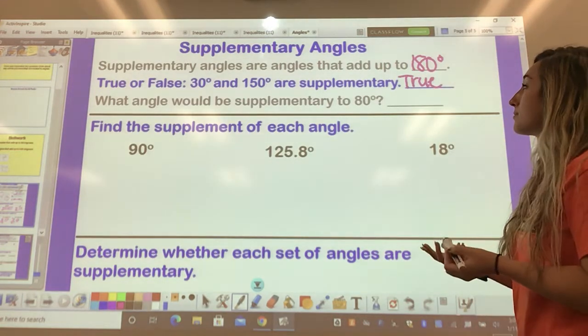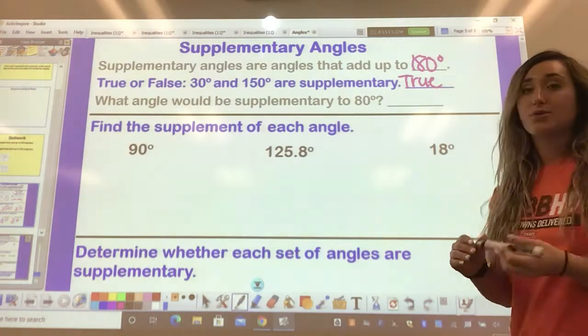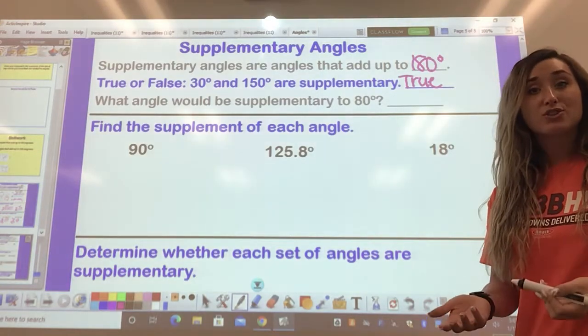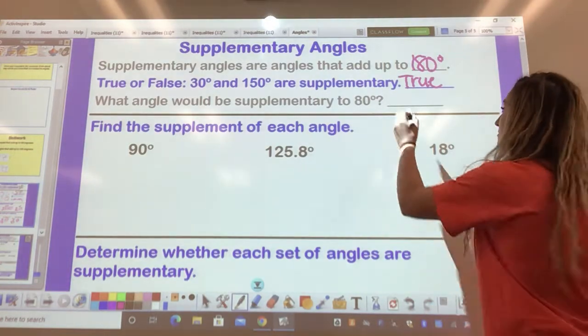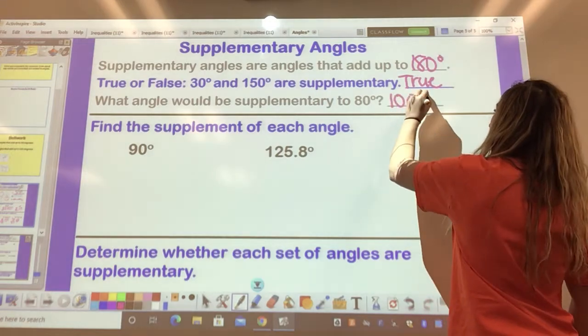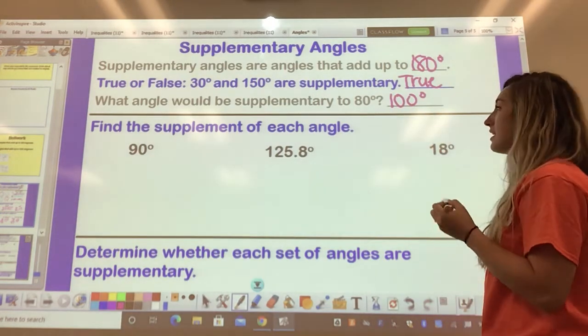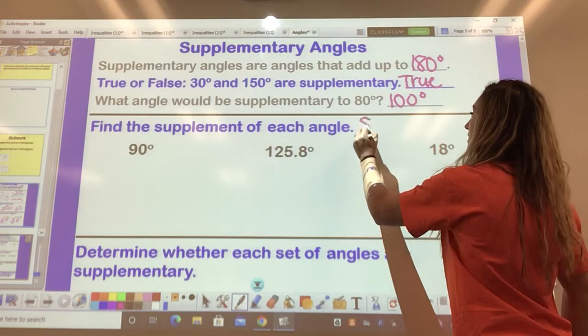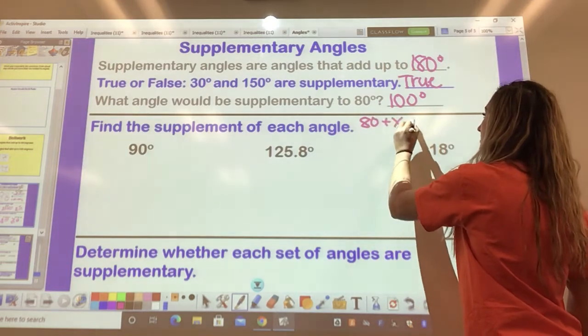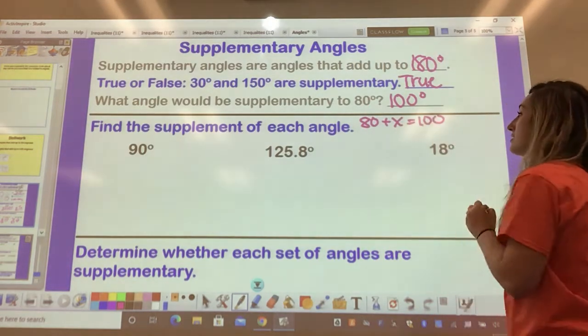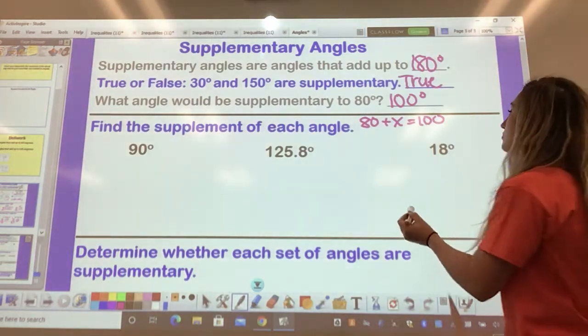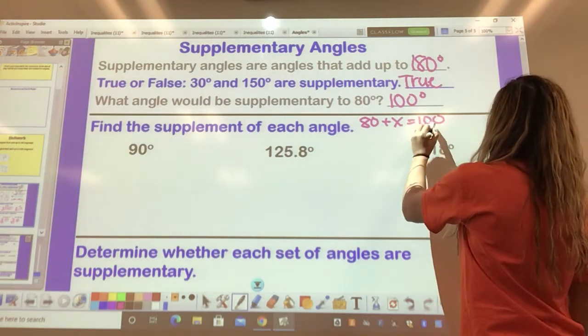And what angle would be supplementary to 80? So what would I need to add to it to get to 180? Hopefully that's pretty simple. It would be 100 degrees. And just like on the other side, you could do 80 plus x equals 100, or equals 180, I'm sorry.